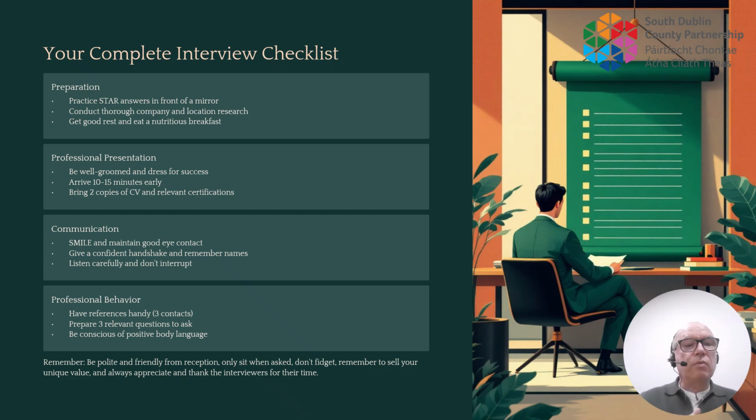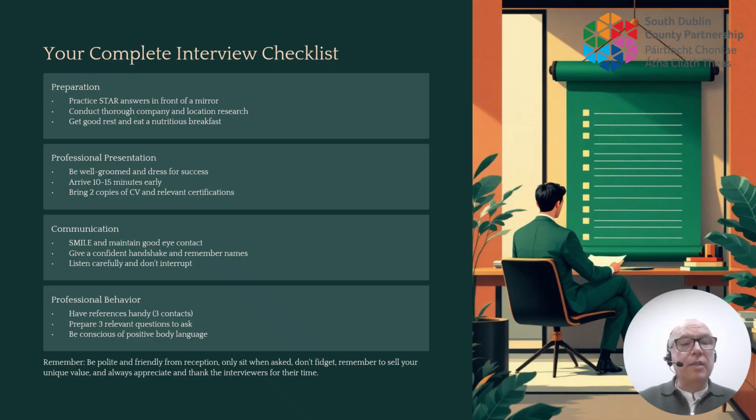And then professional behaviors. Have references at hand, three if possible. Always talk to your job coach about whether they're relevant to the jobs that you're going for. They'll advise you very well in relation to that. And then be conscientious of positive body language. As I said, guys, if you're worrying what to do with your hands, everyone does, fold them and just put them over your tummy. It's a good place to put them. Some people sit on their hands. I think just clasping your hands like that is always a good thing to do.